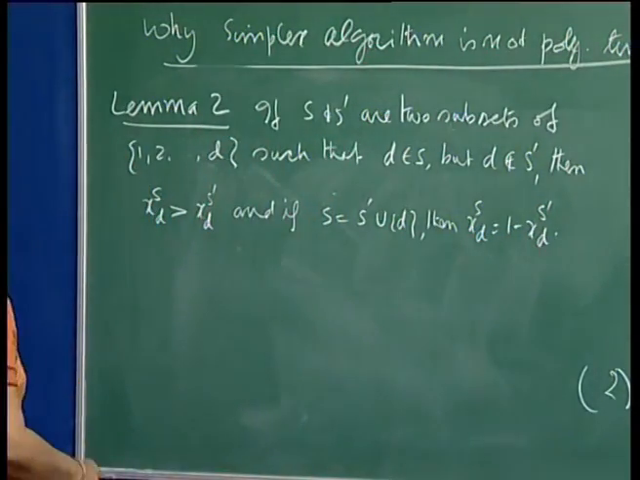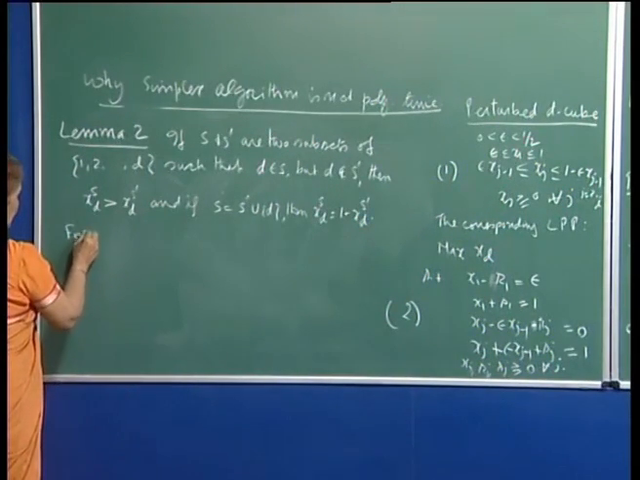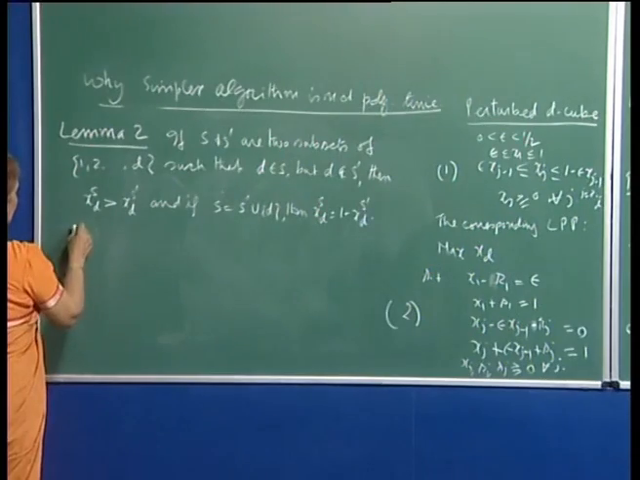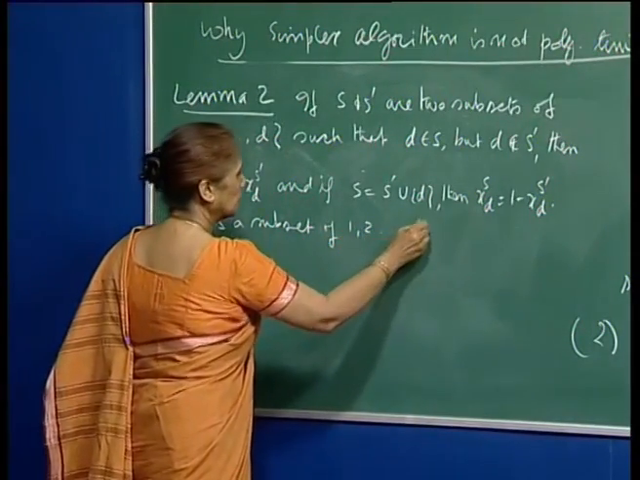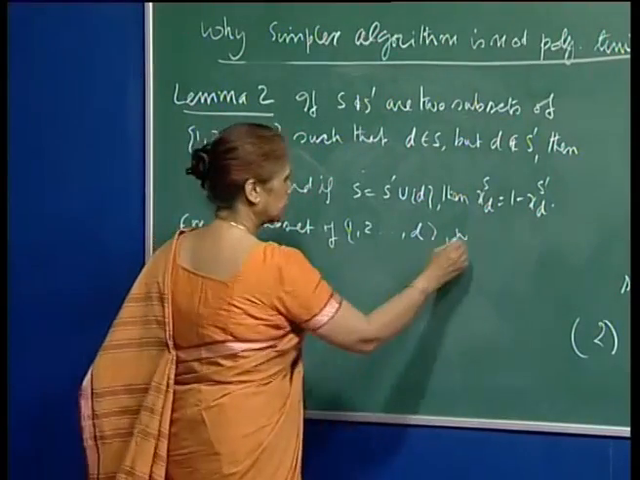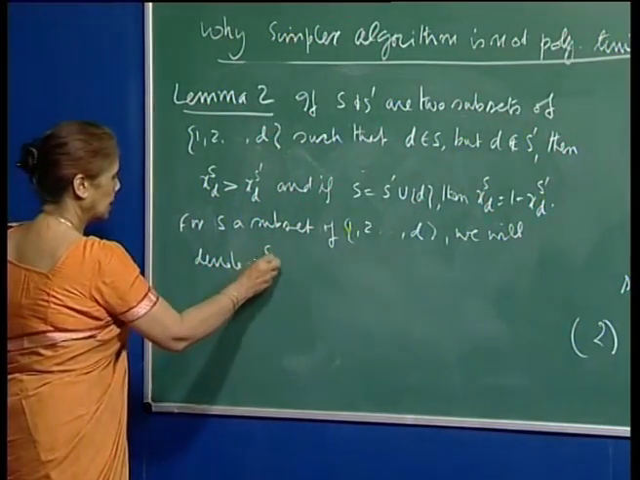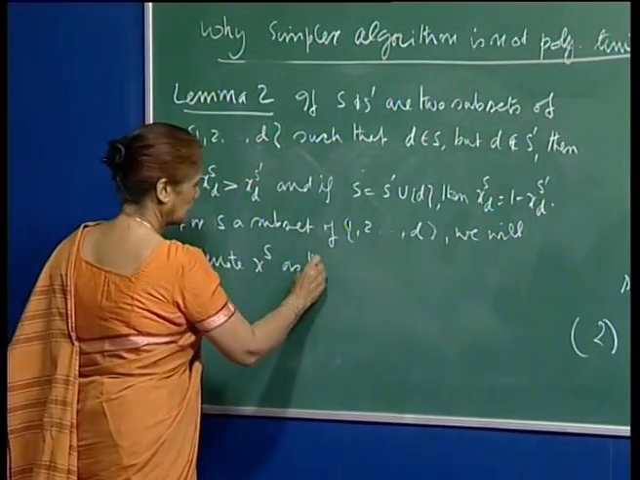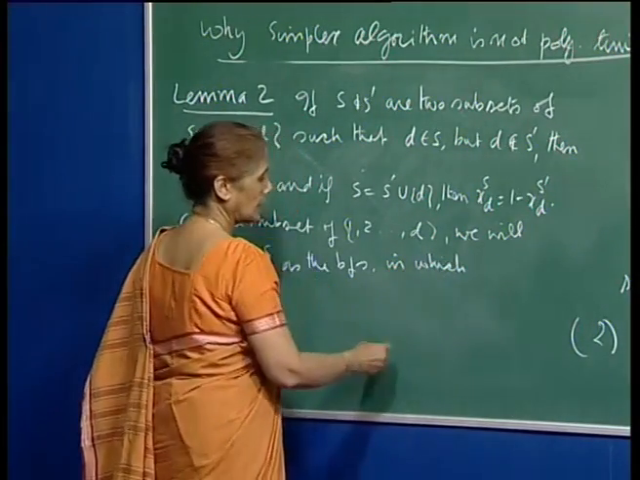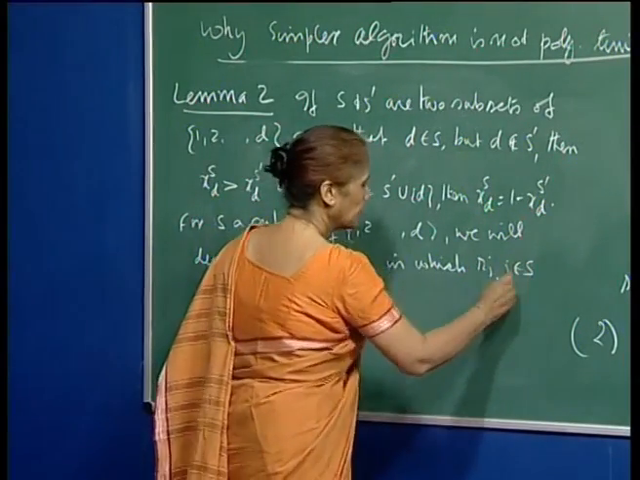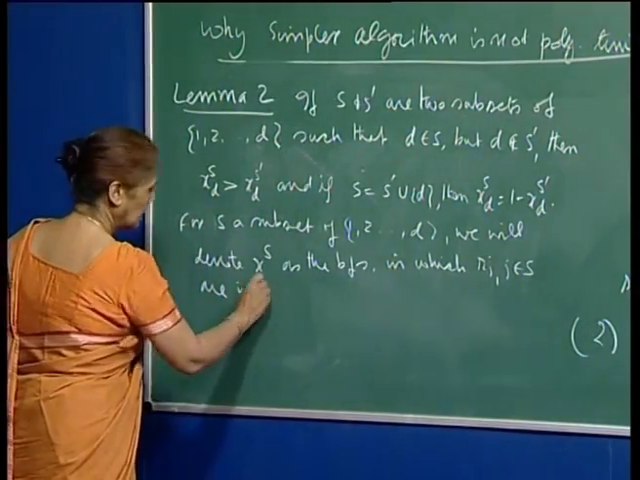Now, let me explain first. Before the proof, what we are saying is, for S a subset of 1, 2 to d, we will denote x s as the basic feasible solution in which the Rj belonging to S are part of the basis, are in the basic feasible solution.